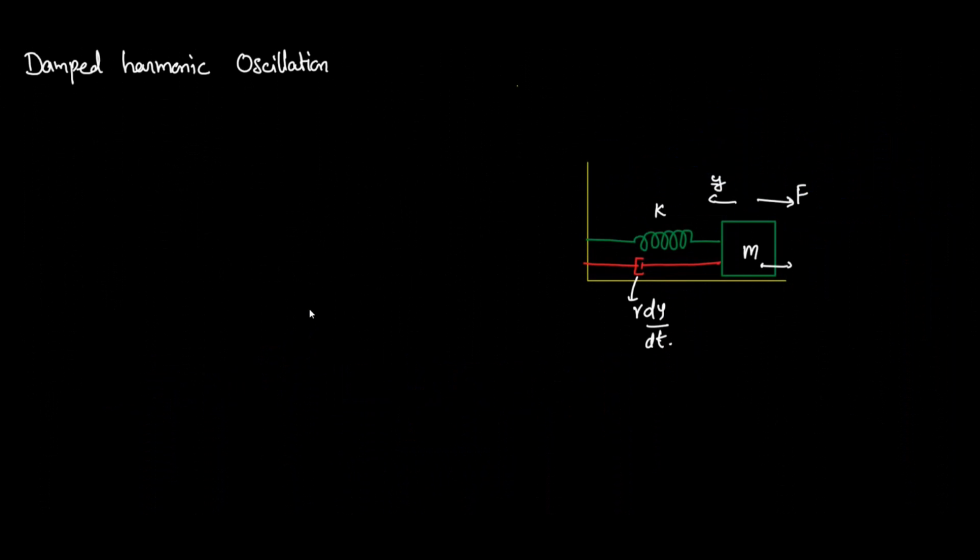So in this video we are going to see the damped harmonic oscillation. In the earlier cases we have seen the simple free oscillation. Free oscillation, the differential equation is nothing but our d square y by dt square plus omega square y equal to 0. So this is the free oscillation.